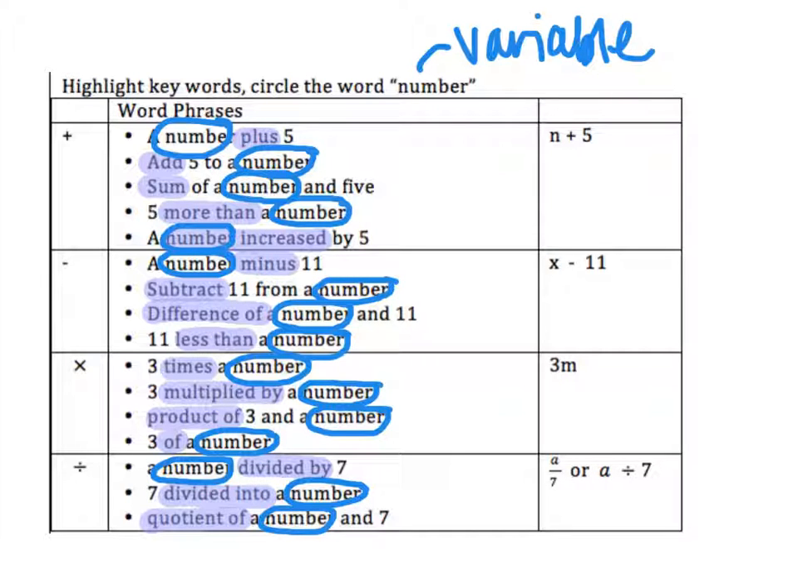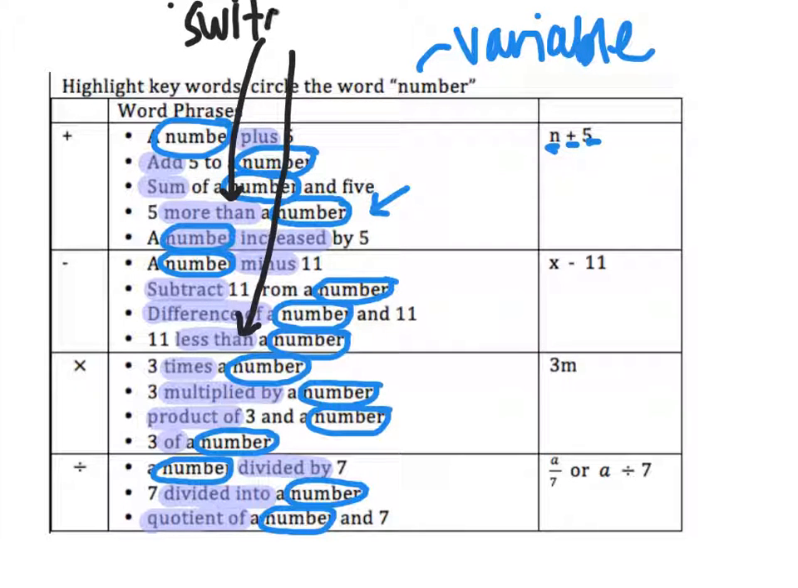Okay, so let's take a look at the first sentence. A number, so that's n, plus, there's our addition, 5. Okay, let's jump down to this one. Okay, 5 more than a number. The keyword than, which we'll see here and here, tells us to switch the order.